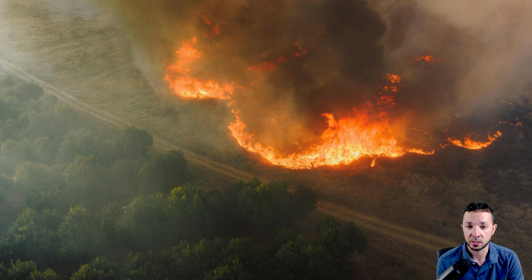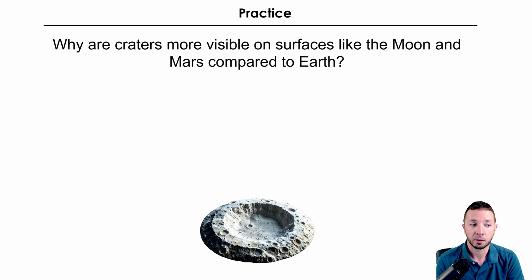Craters cause crazy destruction, obviously. They could cause fires, they can cause mass extinction events. And for our practice question today, we have: why are craters more visible on surfaces like the moon and Mars compared to the Earth? Were you listening?